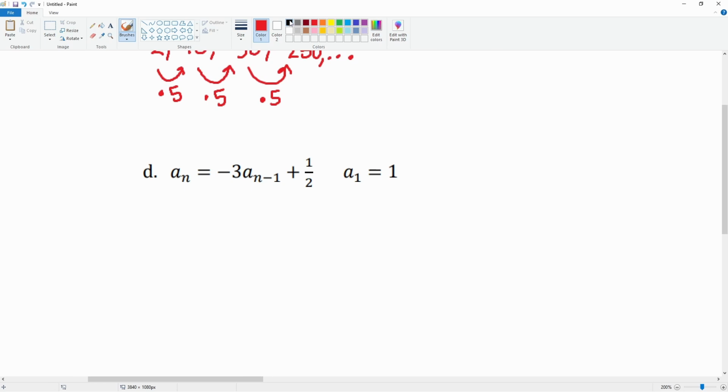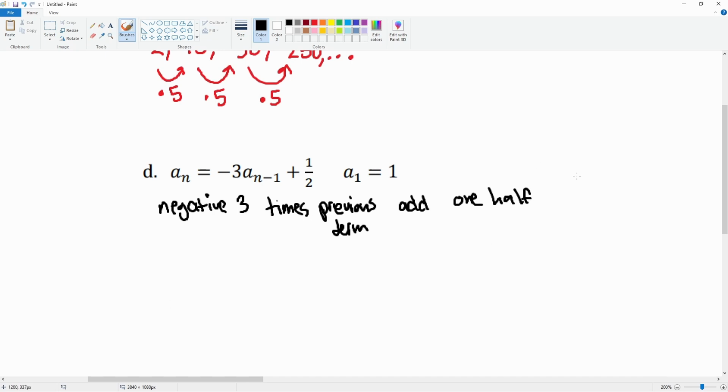D, let's translate this into English first. This looks like it is -3 times the previous term. Then we're going to add 1/2. That is the English for that. Luckily enough, we are given the first term here. Now all we have to do is just apply that same rule.